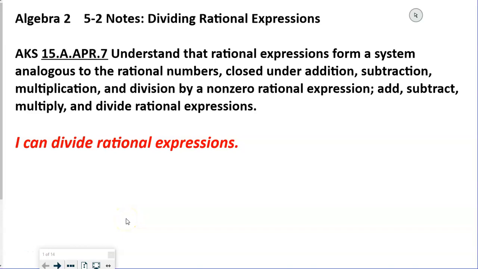So in this video today, we're going to go over dividing rational expressions. By the end of today, you should be able to say I can divide rational expressions.